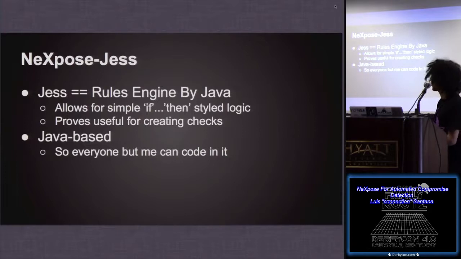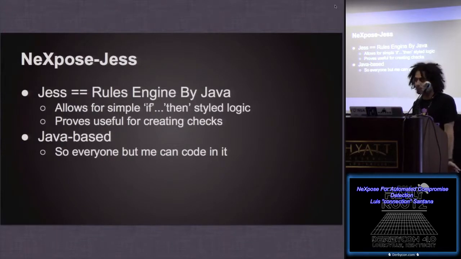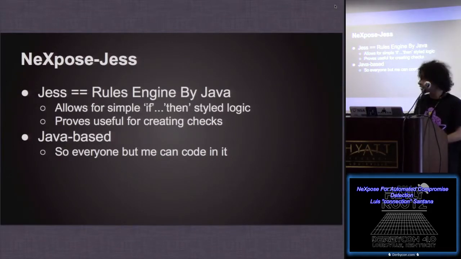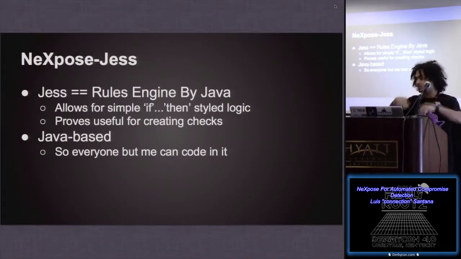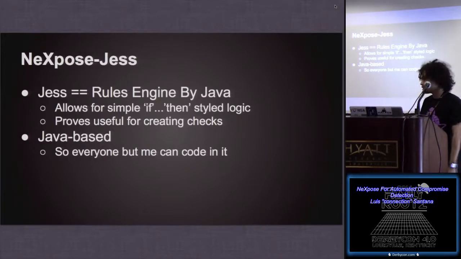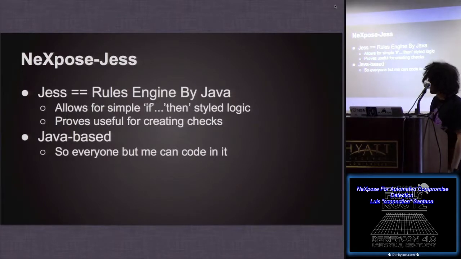So NeXpose Jess. Jess is a rules engine that's based on Java, and it's pretty simple. I guess I wouldn't say simple, but the concept of a rule-based language is pretty simple, and it plays well with NeXpose. The basic idea is that it's if-then styled logic. So you're like, if it's a Windows computer and there's this key in the registry, then do this. Super simple, basically like writing a bunch of if statements. It gets more complex because the NeXpose exposed API is pretty large and sadly undocumented. So it's a little daunting to get into coding Jess. And it's Java based, so basically everyone but me can code in it.